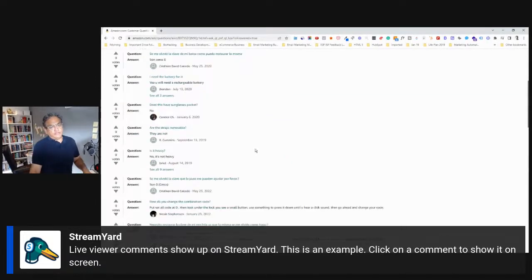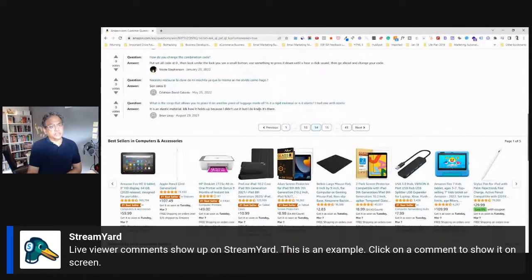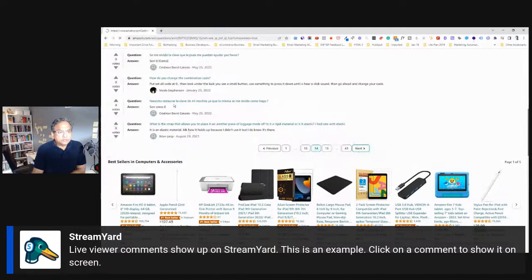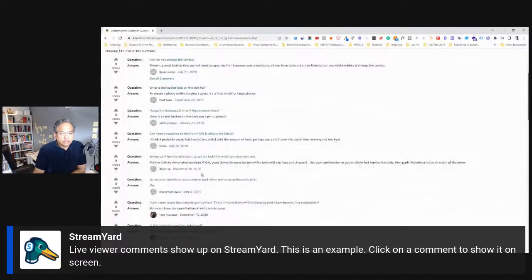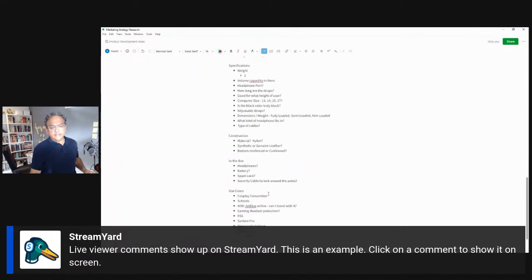Does it have a sunglass pocket? Very interesting question. People that are fans of laptops and sunglasses could be a potential target market. Is there elastic? I have one with elastic. Check the combination code. What is the leather belt on the side for? I can't figure out the lock. The directions said the lock. Volume controls on your earbuds work when you're using the audio jack.